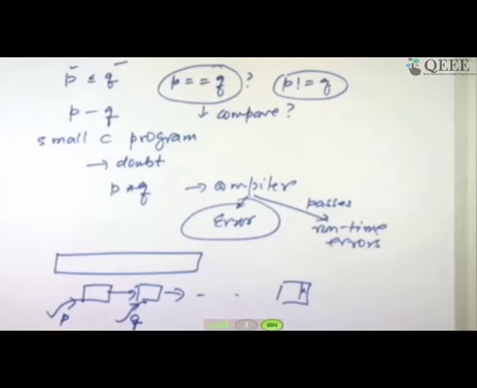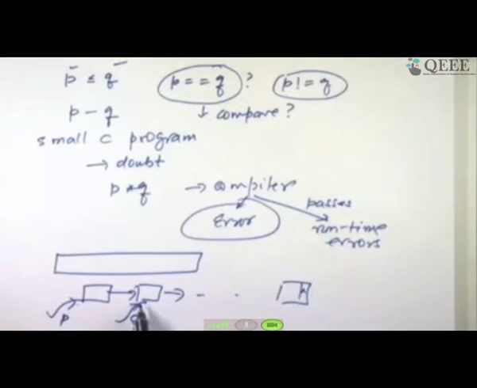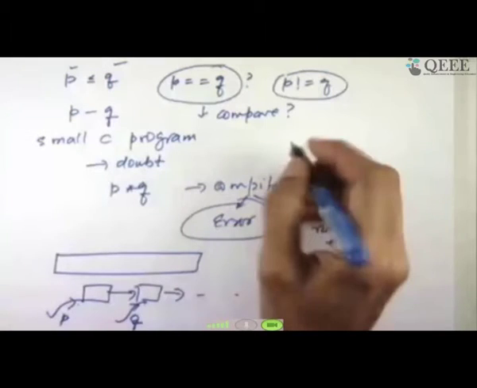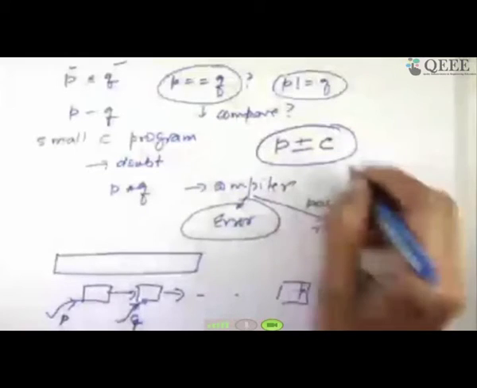The next was subtraction. Pointer subtraction does not make sense. If this is 2000, this is 1000, what does the difference mean? So when you do pointer arithmetic, it typically says you can only do P plus or minus C, where C is a constant.